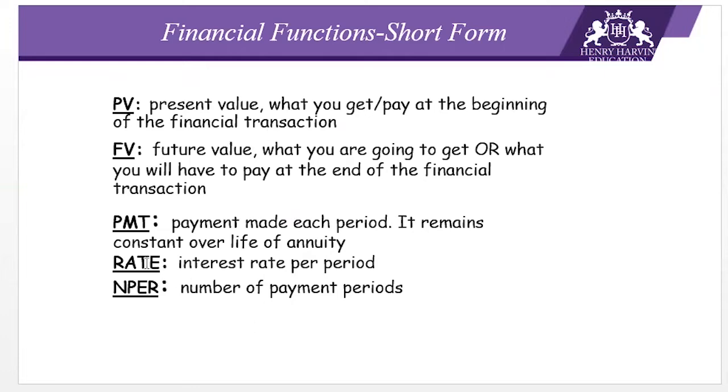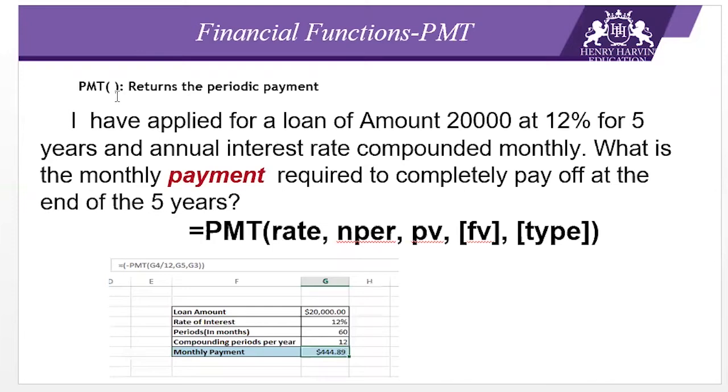You know that rate is the interest rate per period. NPER is the number of payment periods, and PMT is the payment made each period. Then there are FV, future value, and PV, principal value, guys. Let me show you 2 examples I have prepared. PMT returns the periodic amount. So it's nothing but an EMI kind of thing. So this is the example.